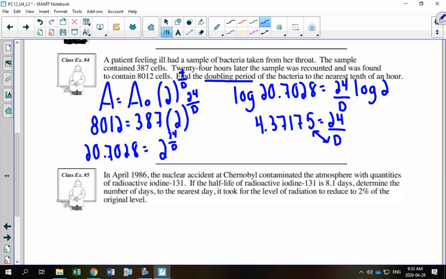With the variable in the bottom, this is where they do that switch. So you're going to go 24 divided by 4.3717. Everything should be stored in your calculator, all those decimals. So the doubling time to the nearest tenth of an hour is 5.5 hours.